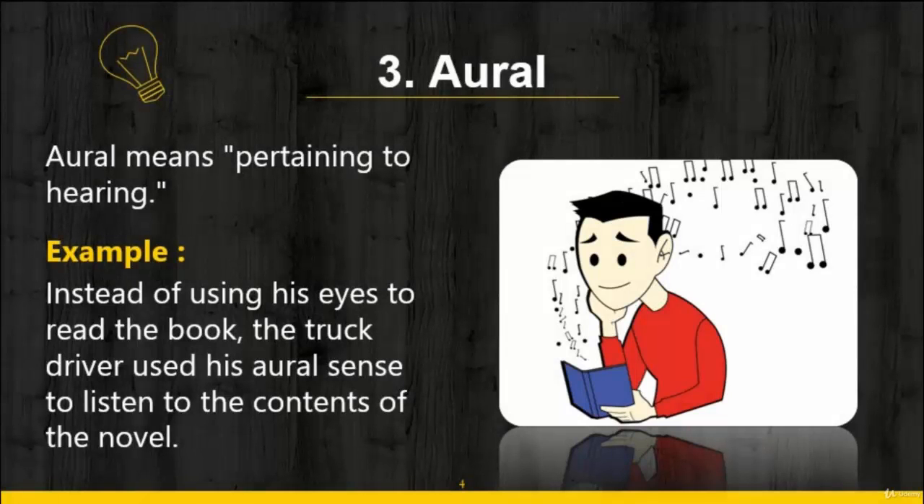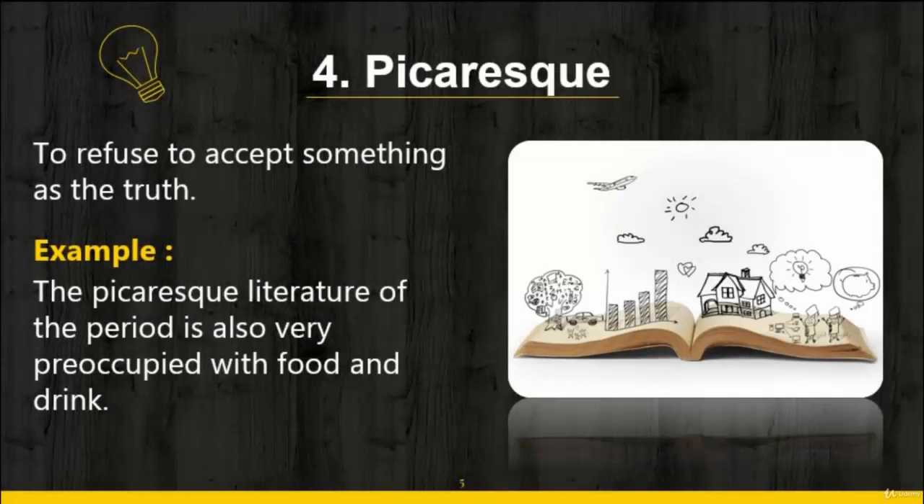Oral. Now, oral means pertaining to hearing. For example, instead of using his eyes to read the books, the truck driver used his oral senses to listen to the contents of the novel. So, oral means anything which you are using to listen, to hear, to gain knowledge. Many a times we read books, and now we have started to listen to written books.